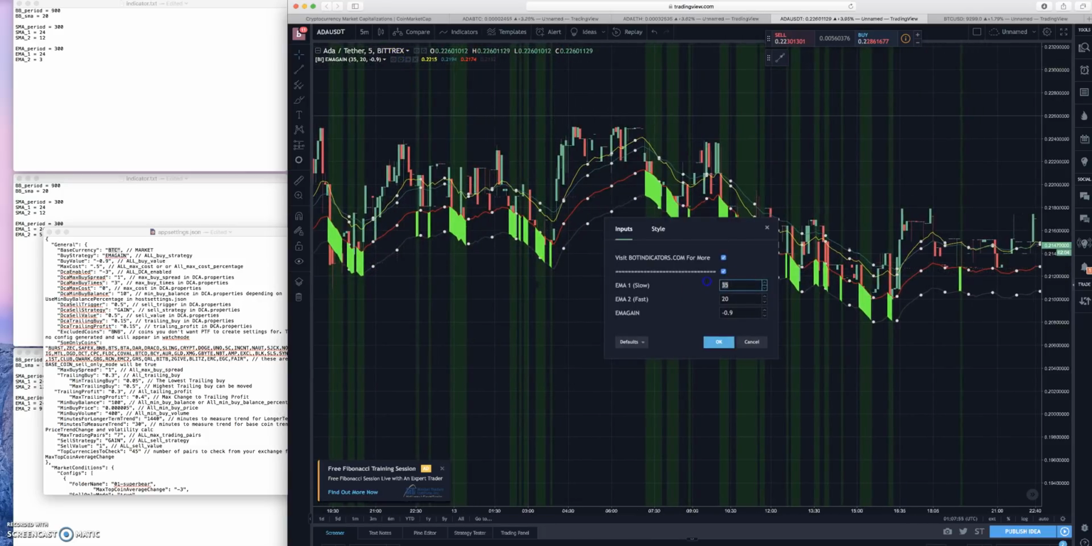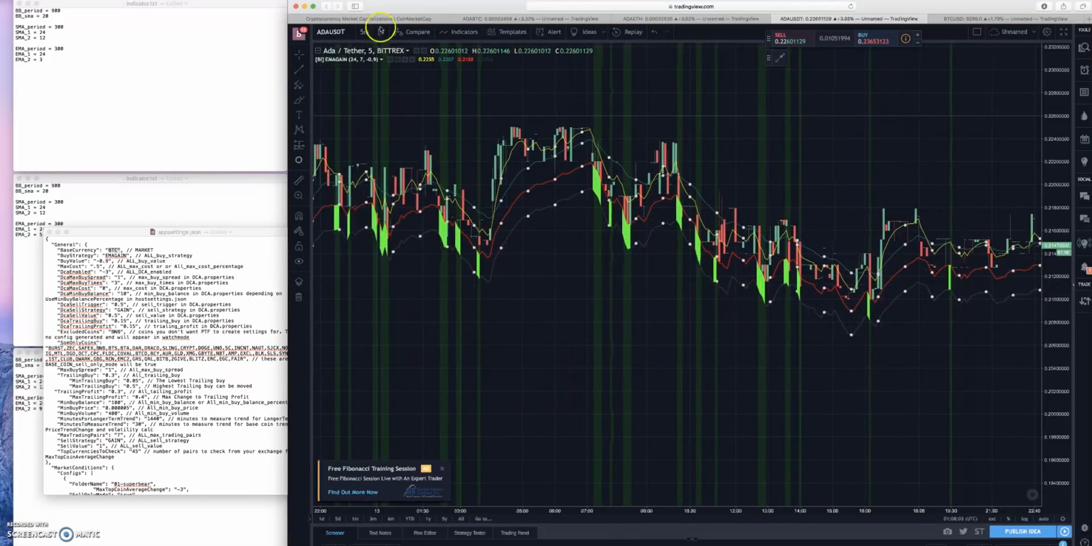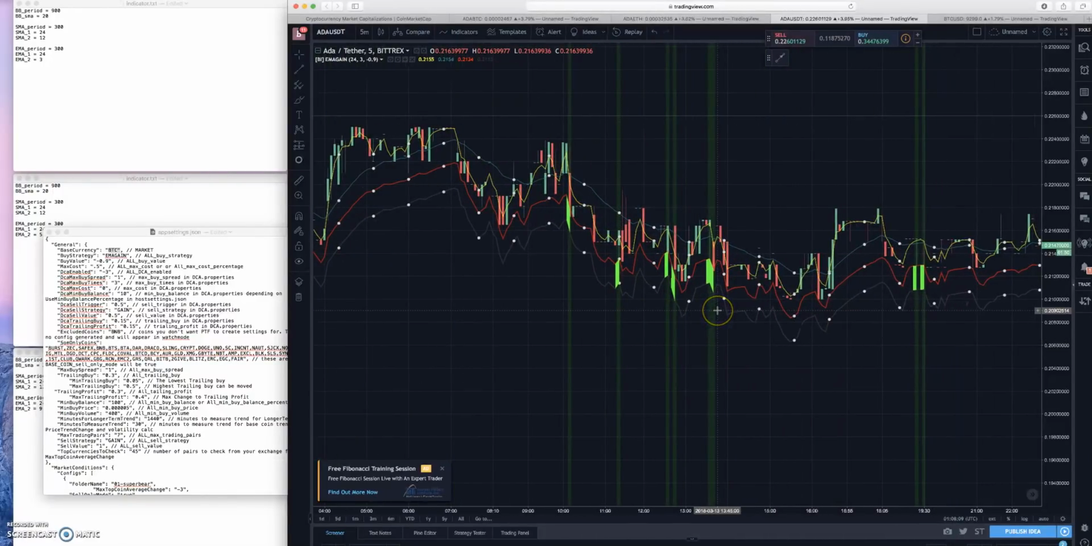So if you just mess around with these, so I had 24 and 5, so let's try like 24 and 7, and you can see the buying opportunities really decrease. So if you did like a 24 and a 3, there's a lot less buying opportunities there.